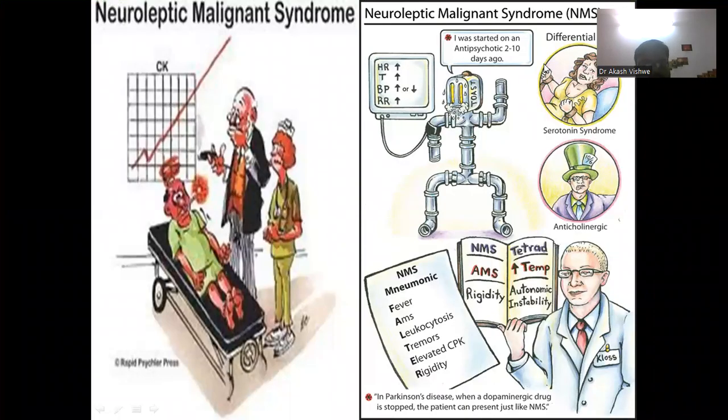So another ADR is the neuroleptic malignant syndrome. The symptoms of the neuroleptic malignant syndrome are fever, leukocytosis, tremors, elevated CPK, and rigidity.